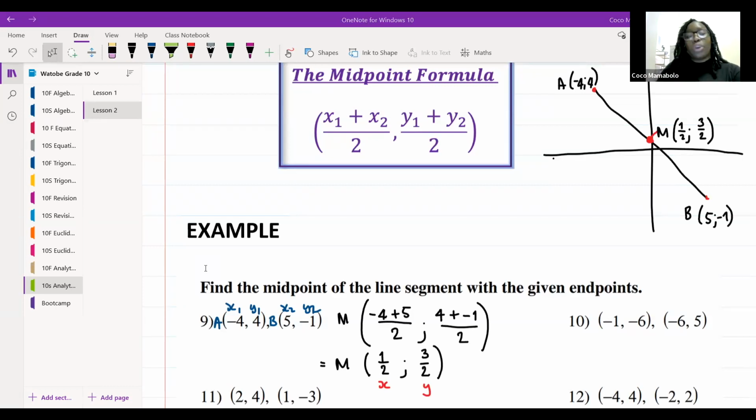My drawing is completely off base, because this point must have been over here like that, because both of my answers are positive. So it should have looked like that. All right, I'm glad we're all happy. We're going to do another example. We're going to look at number 10.